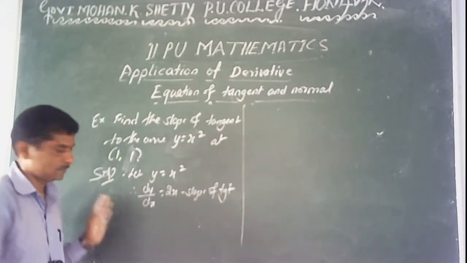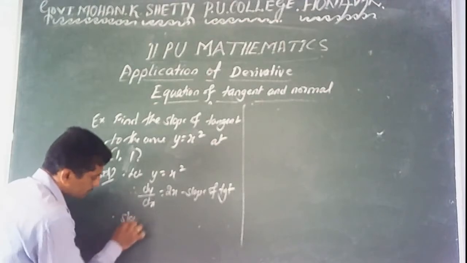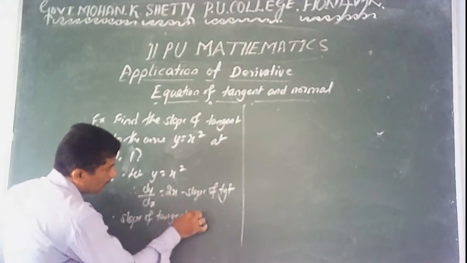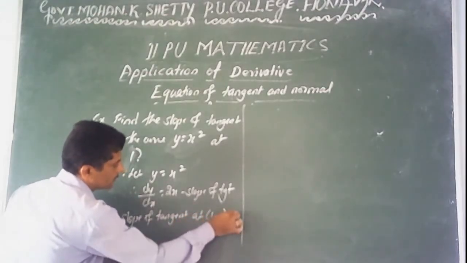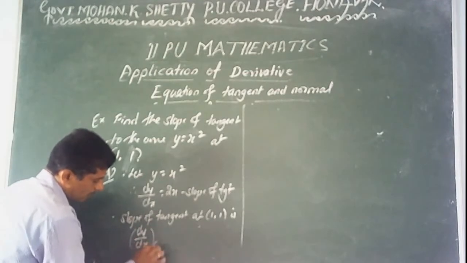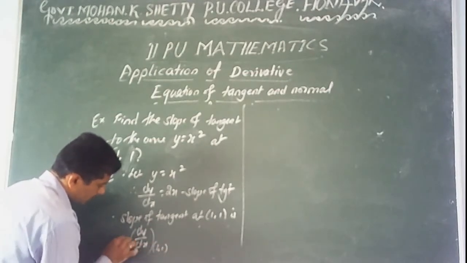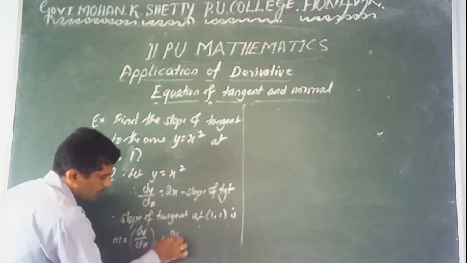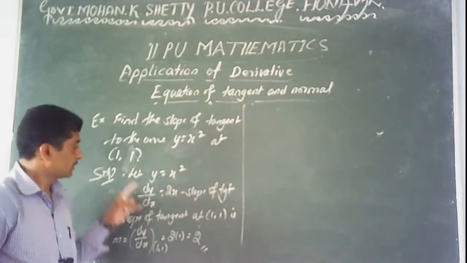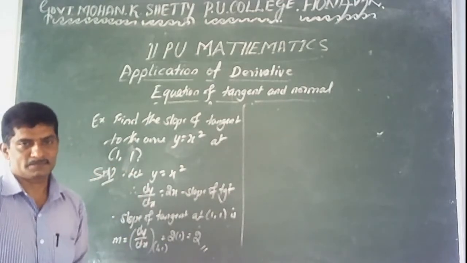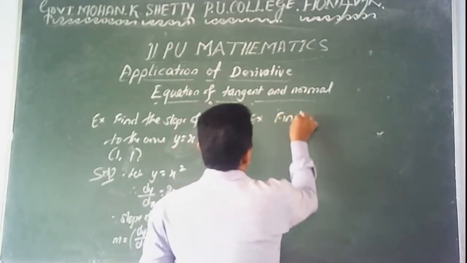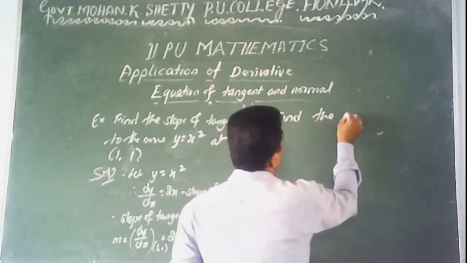Therefore, the slope of tangent at the point 1 comma 1 is the value of dy upon dx at the point 1 comma 1. You say that m is 2 into 1, which is equal to 2. 2 is the slope of tangent to the curve at the point 1 comma 1. It's clear.